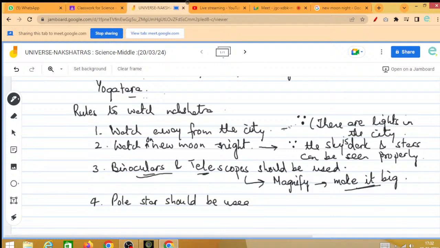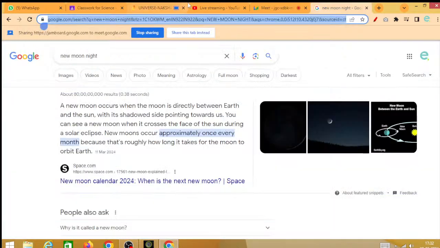Watching the sky. Now first we'll see how to find out which the pole star is.